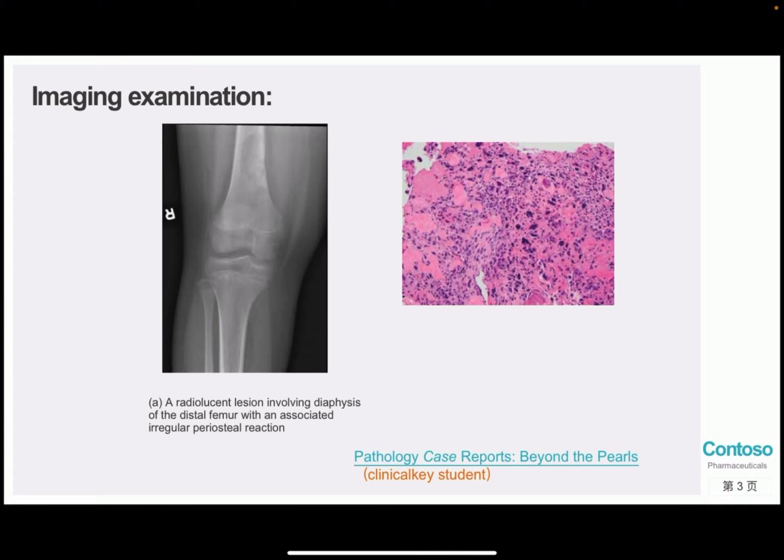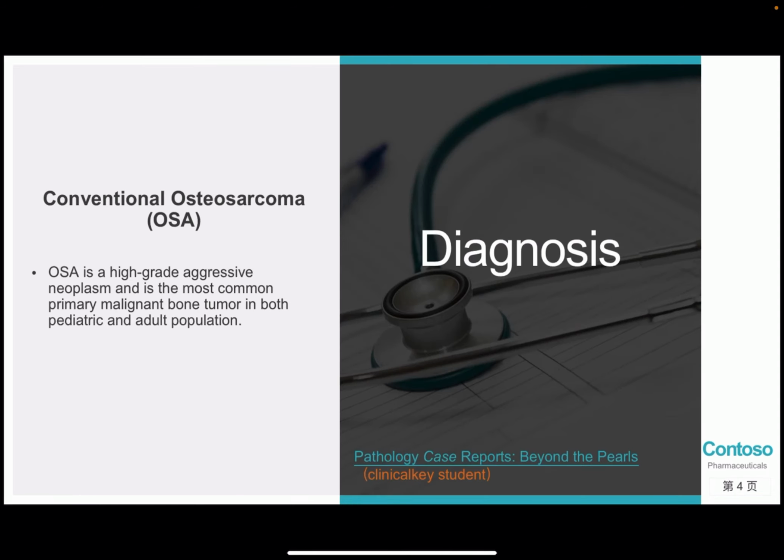In picture A, we can see a radiolucent lesion involving the diaphysis of the distal femur with an associated irregular periosteal reaction. In picture B, biopsy of the distal femur lesion demonstrates a tumor with pleomorphic nuclei intimately associated with eosinophilic osteoid matrix, diagnostic of osteosarcoma. So the diagnosis is conventional osteosarcoma, a high-grade aggressive neoplasm, and the most common primary malignant bone tumor in both pediatric and adult populations.